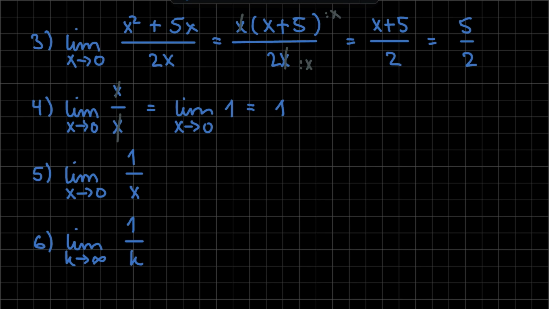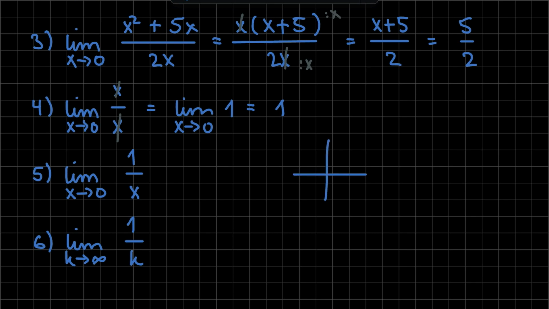Okay, number 5, the limit as x tends to 0 of 1 over x. Again, we have this problem where if we were to just substitute x by 0, we would have 1 over 0, which is not defined. This fraction seems to be in a pretty simple form, so it doesn't look like there's anything that can be done to it. So in this case, why don't we just think about what happens to 1 over x as x tends to 0. Let's look at it from the positive side and from the negative side.